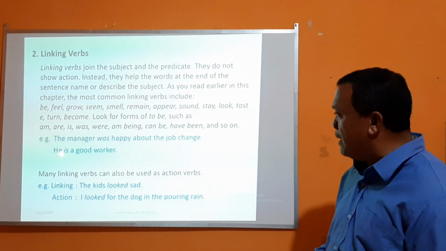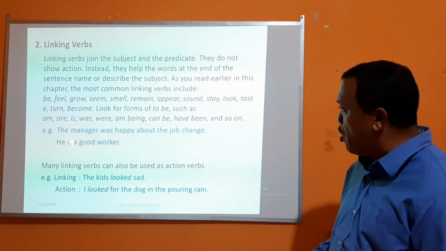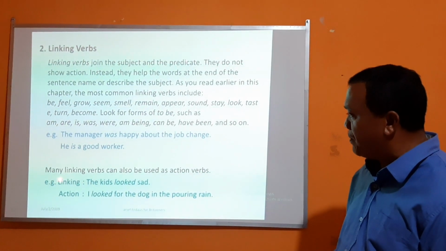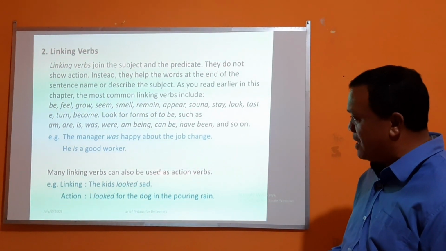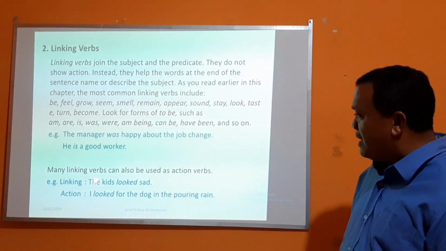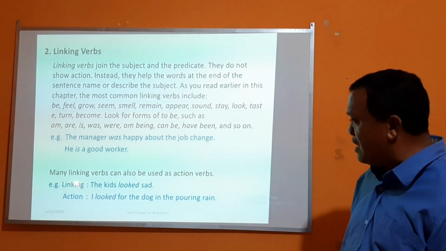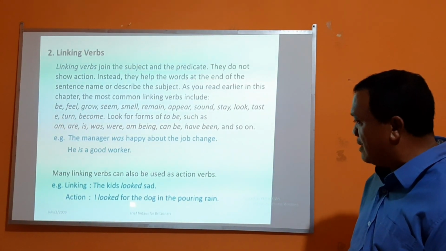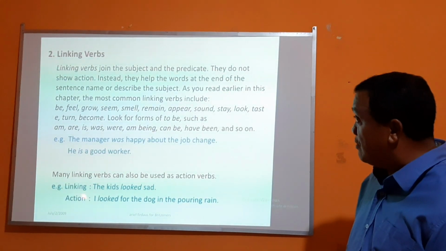The second example, he is a good worker. Is called, is dinamakan linking verbs berupa to be. Many linking verbs can also be used as action verbs. Example, the kids look sad as linking. Yes, sebagai linking dia. I look for the dog in the pouring rain. Look here is as action verb.